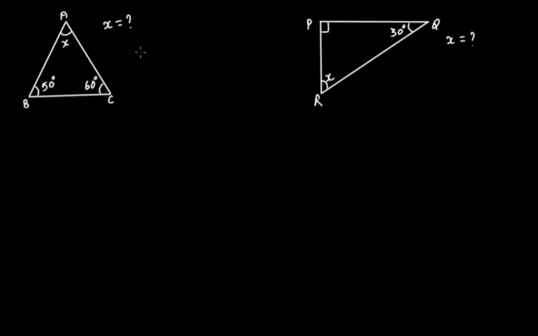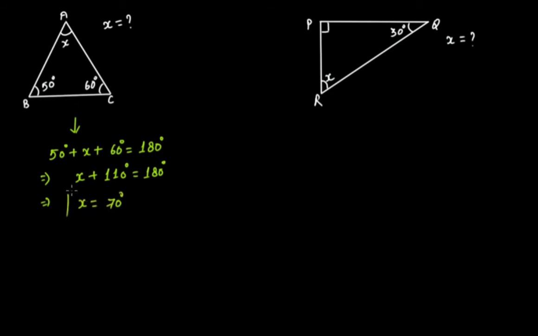We have here some problems, and in these you have to find the angle x, the value of x, in these two cases. Now, 50 degree, 60 degree and x, that's really very simple if you apply angle sum property. So applying angle sum property gives you 50 degree plus x plus 60 degree equal to 180 degree. If you solve it, this will be x plus 110 degree is equal to 180 degree, and if you further solve it, x is equal to 70 degree, right?